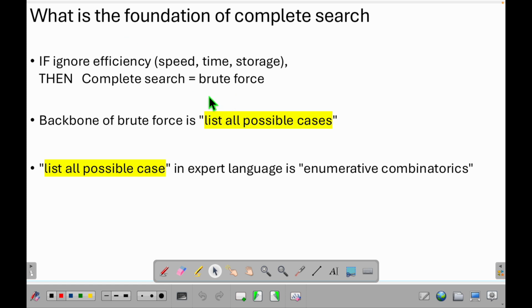Then, before you do the search, by looking at everything one by one, you need to know what is everything, right? So that means you need the yellow thing. What's the yellow thing? List all possible cases. Okay, list all possible cases is an English sentence for common people. For experts, it's called enumerative combinatorics. What does it mean? Enumerative means you label 1, 2, 3, 4, 5 up to whatever number, all the possible cases. Combinatorics means you count things, okay?